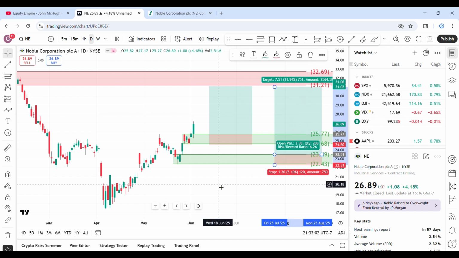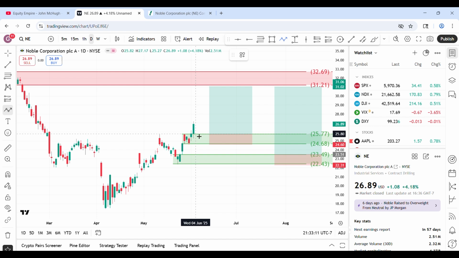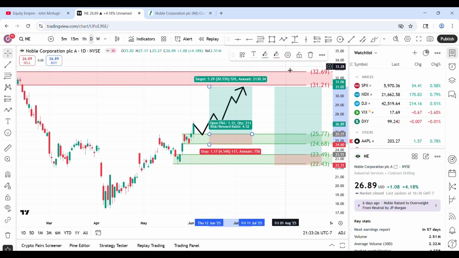So this is personal preference. Do you want to get aggressive? Wait for a pullback to the first support level for a potential bounce off of that? Ideally, the way that trade would play out, it looks something like this. We get a pullback to 25.77, bounce off that level before going higher and retesting our first major resistance level. So that would be one potential trade.